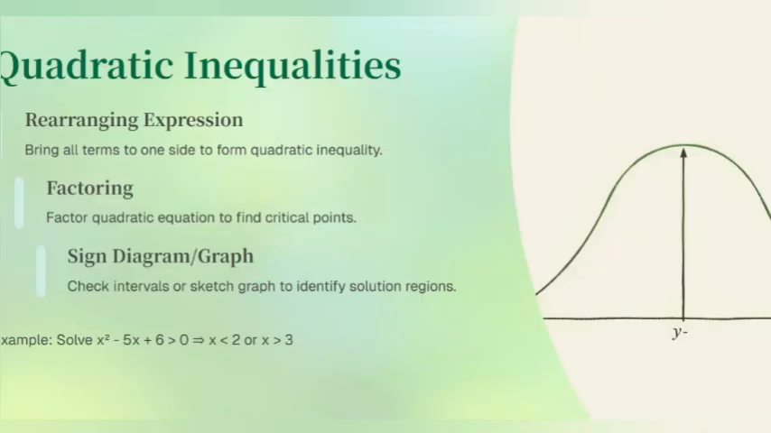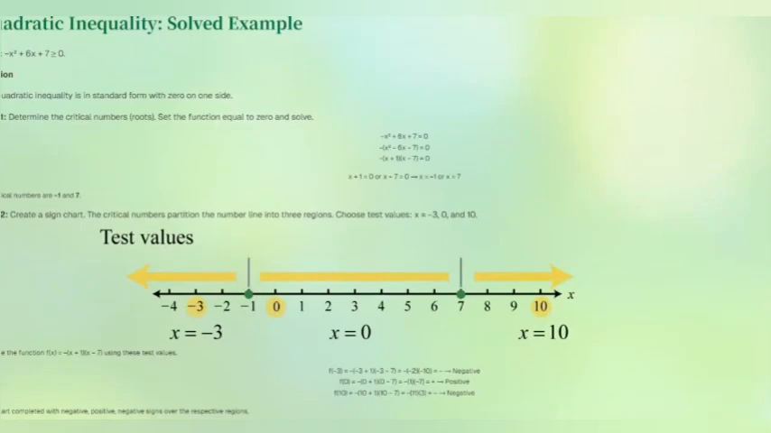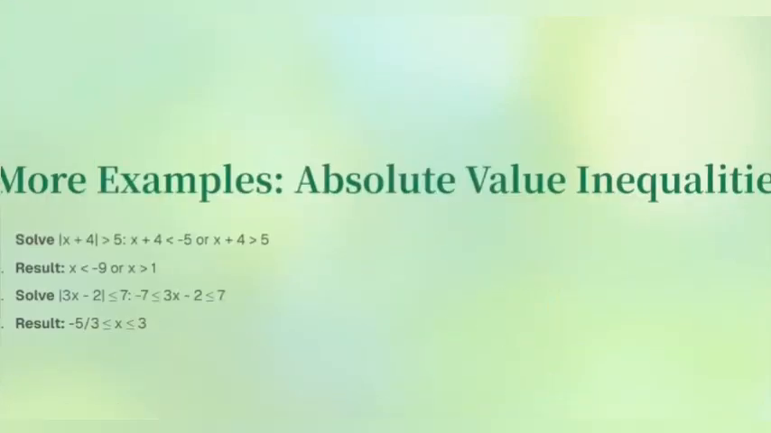However, there's a difference in the final answer. When you find those roots, or critical points, it's not equal to anymore. It's an inequality, so you have to know whether you need to represent greater than, greater than or equal to, less than, or less than or equal to, and that's why we now have a sign diagram, right? I'll explain what that is when we solve an example. So let's quickly get right to an example of a solved quadratic inequality.